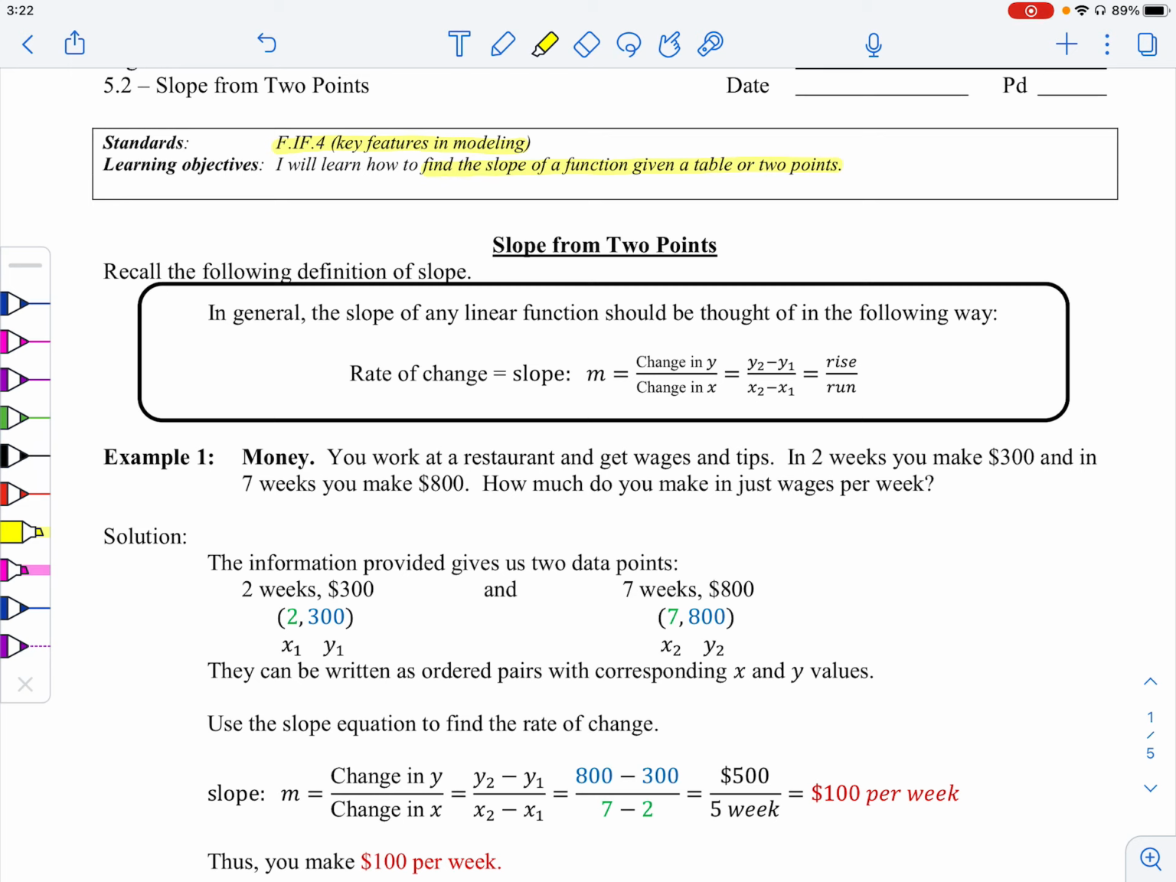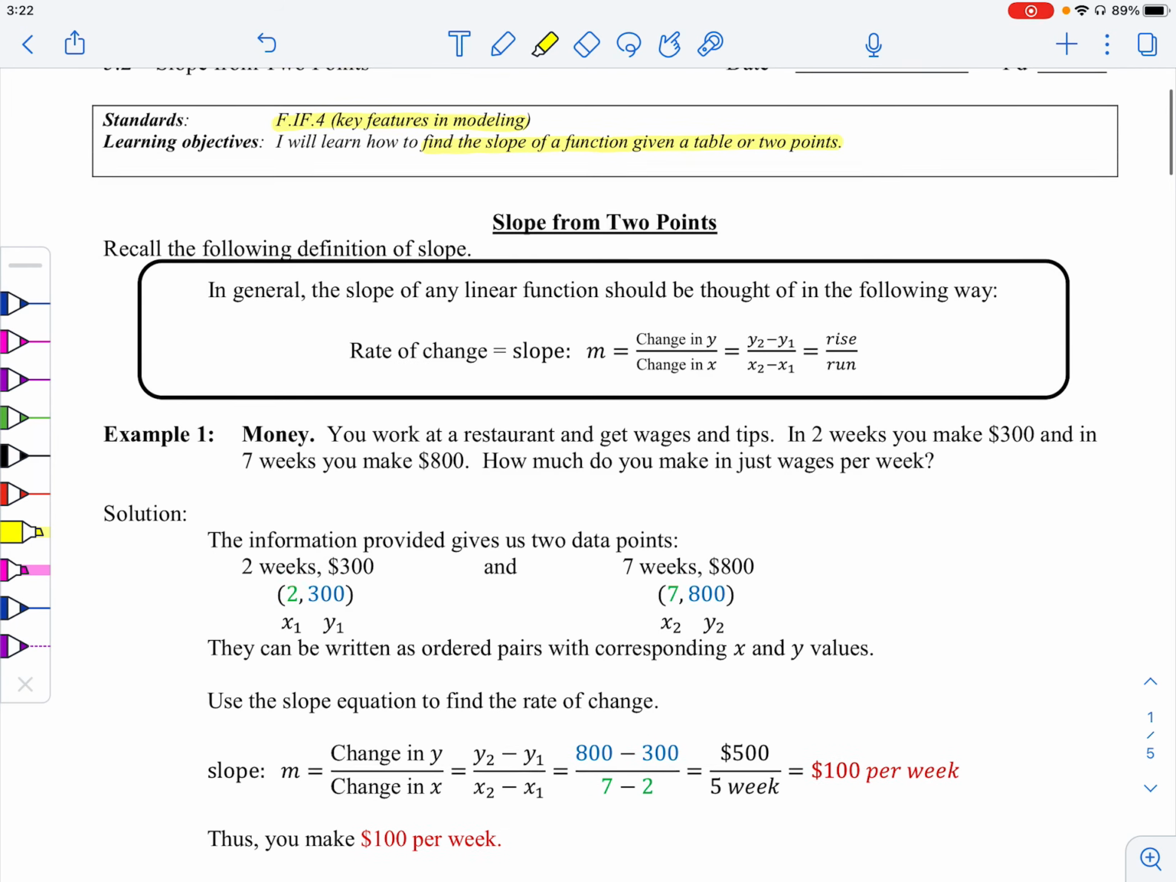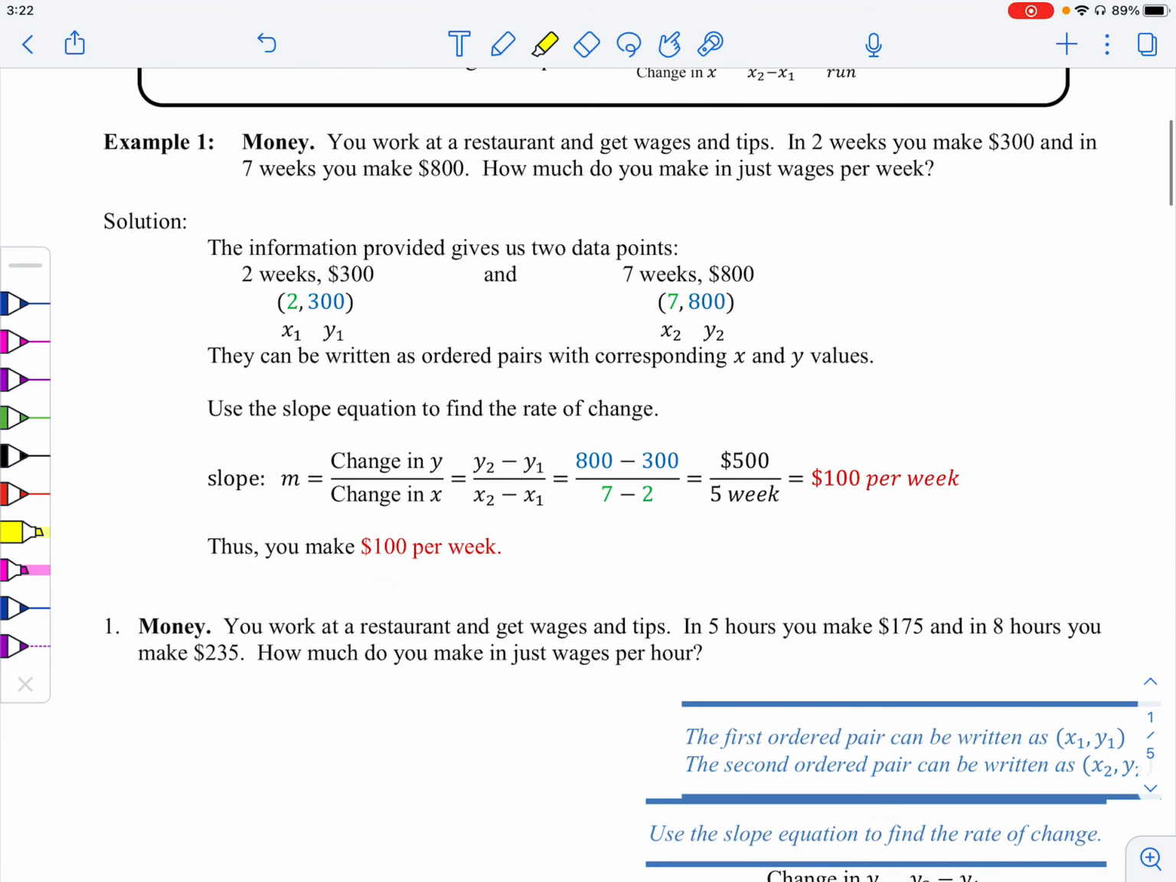So this lesson is critical because we're going to use this later on when we deal with scatter plots and using 2 points from those scatter plots. Right? So we need to find what is a rate or slope given 2 different points. Okay, so let's look at our money here.